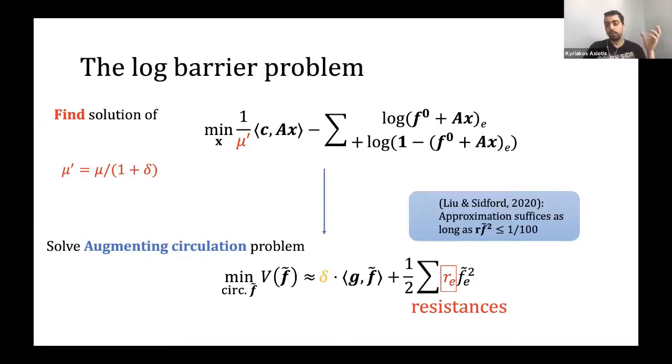And one result that we will use is that, in fact, this quadratic approximation to V of F is actually good enough as long as the energy on each edge is at most 1 over 100. And the energy is given by resistance times flow squared. So as long as this property is true, we can actually compute the augmenting circulation in near linear time. So now the whole game will be what is the step size that we can set so that we can make sure that the energy on each edge is small.